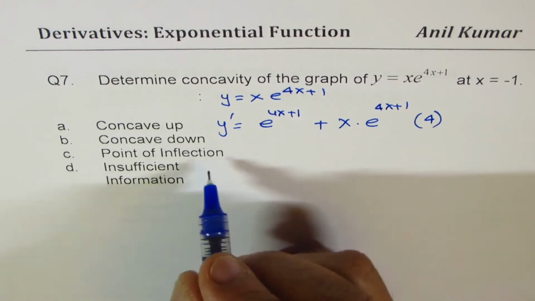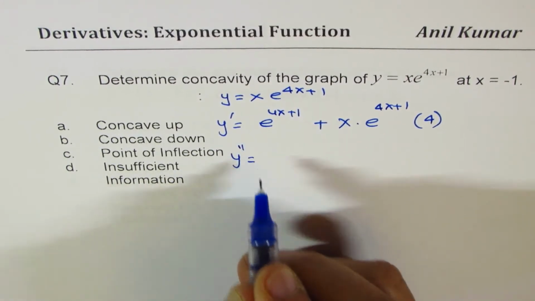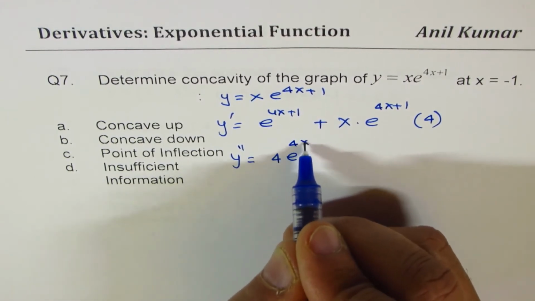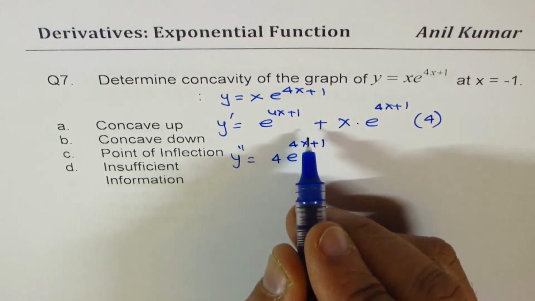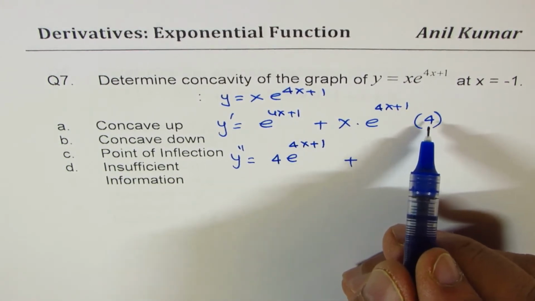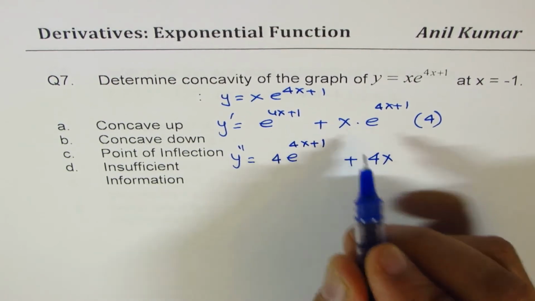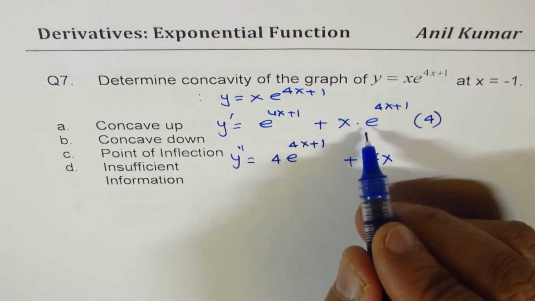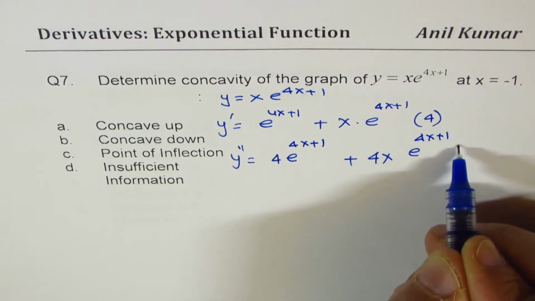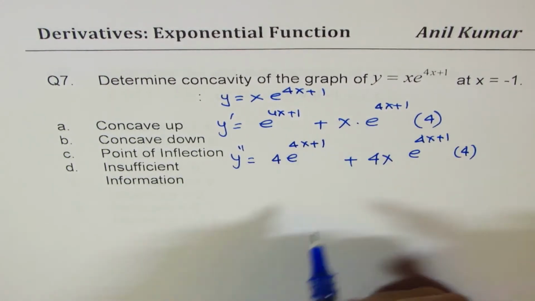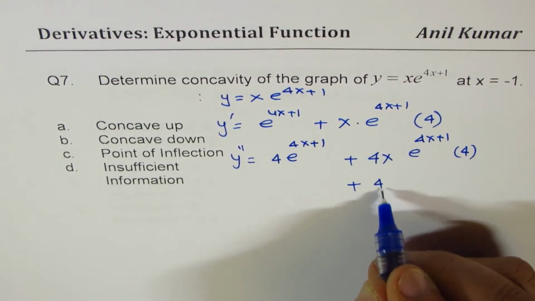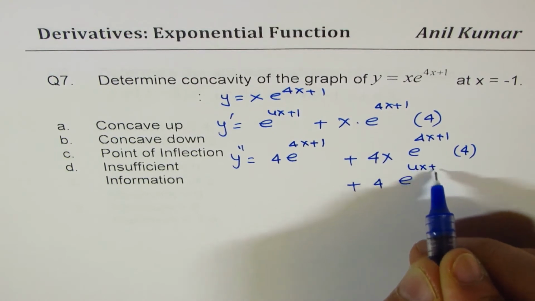Okay, so now we will find the second derivative, which is, this function is 4 times e to the power of 4x plus 1, right? Plus, here we'll apply the product rule again. So 4 times x, I'm taking that as one number, times this derivative. This derivative is e to the power of 4x plus 1 times 4. So I took this derivative first, and then we'll now add derivative of 4x, which is just number 4, e to the power of 4x plus 1.